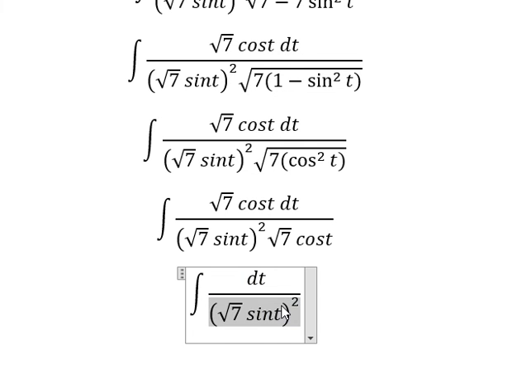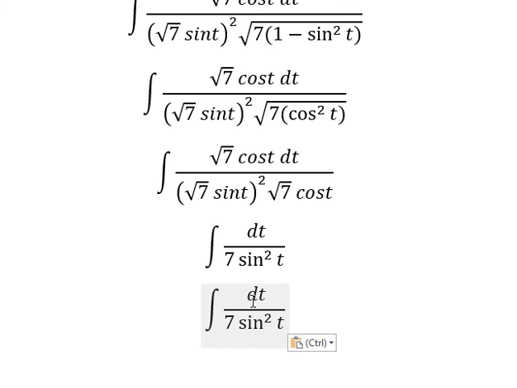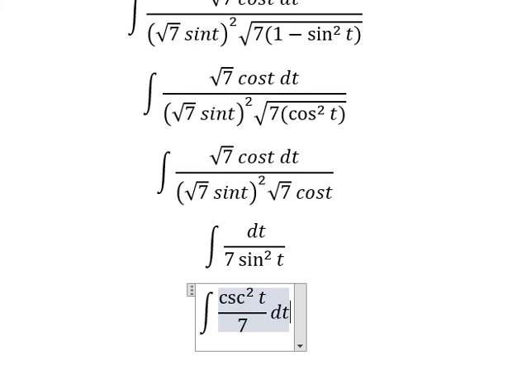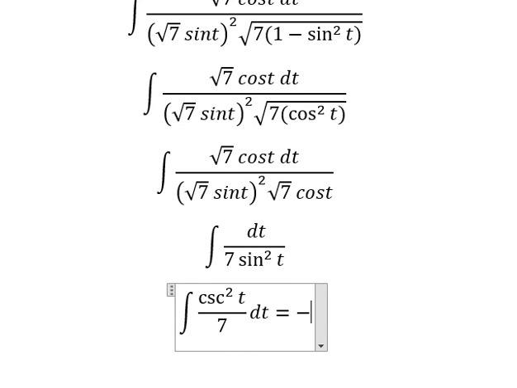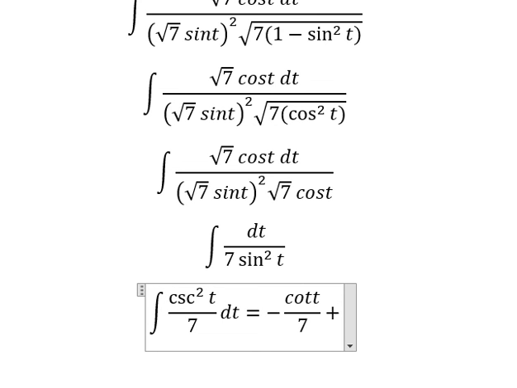This one you get 7 sine squared t. 1 over sine squared t, you get cosecant squared t over 7. The integration of cosecant squared t, you get negative cotangent t over 7, and we put c.